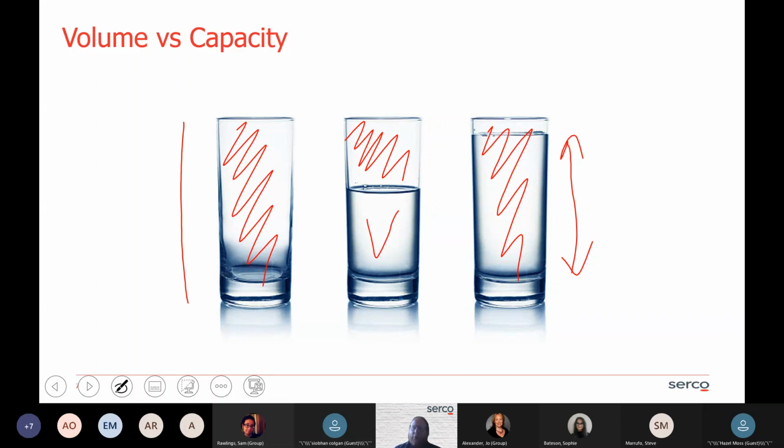If you think of a fish tank, for example, you wouldn't fill it right to the top because the fish might be able to jump out. So the volume would be a little bit lower than the capacity. But as I say, they generally are used interchangeably.